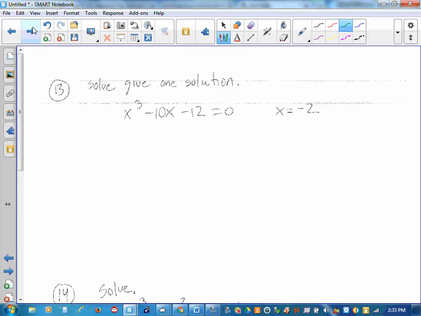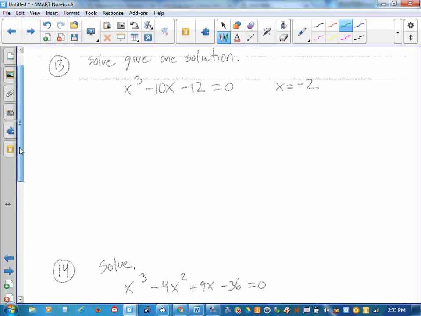13, I gave you one of the solutions, and you have to figure out how to factor it and then find the other solutions. Okay, so -2 is one of the answers, so I'm going to synthetically divide by -2.